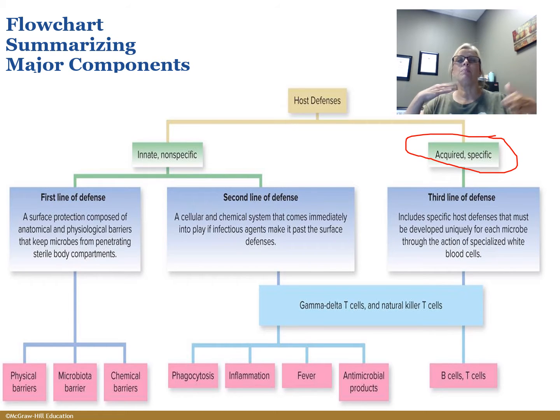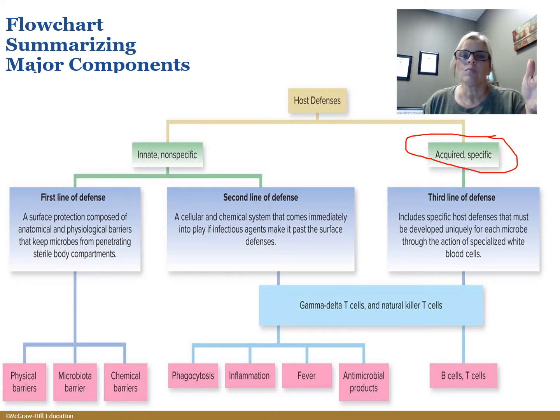So these are things that we pick up as we go. This is not something we're born with, okay? It's very specific, targeted to one particular antigen, one particular invader, all right? So very specific here. And so, third line of defense. When our first line and second line barriers do not stop the infectious agent, then our third line of defense, our immunity here, is going to kick in. So again, this is what we normally think of as immunity.